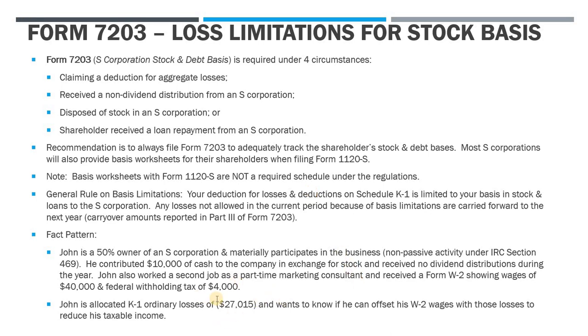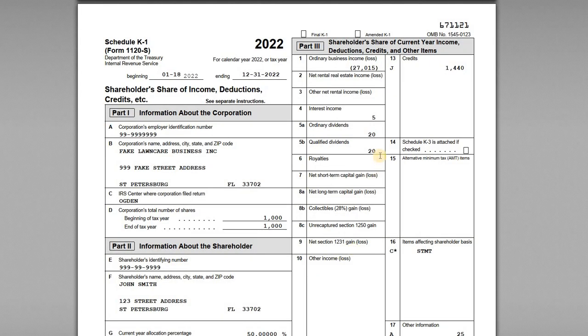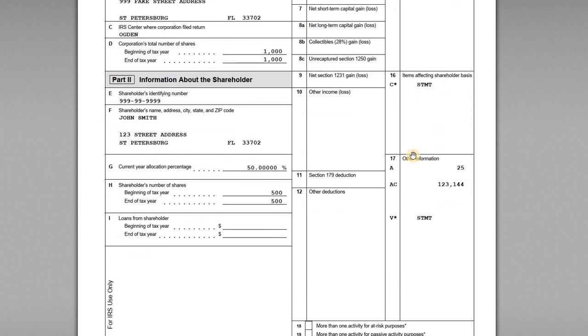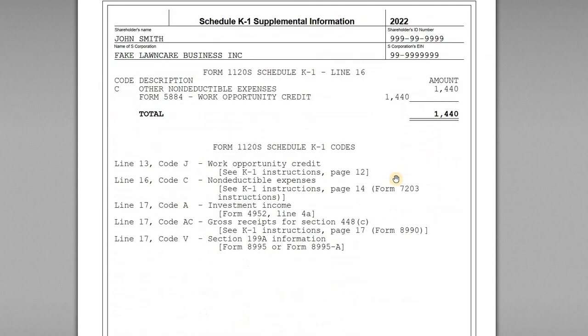And so, apart from assuming there are no limitations here under the passive activity loss rules, the one question will be, well, do you have enough basis in the stock to even deduct that amount, right? And so, if we look at John's 1120S K1 here first, notice a couple things, right? So he's got the losses.